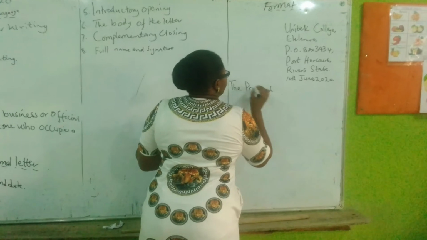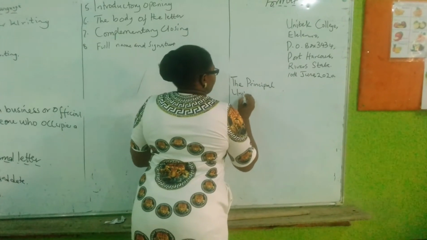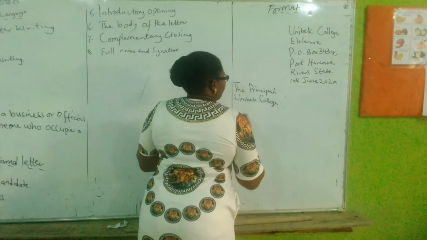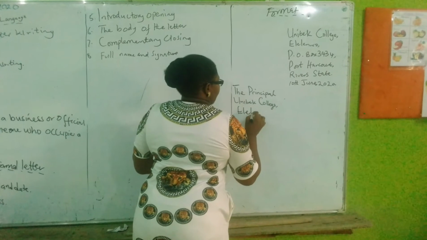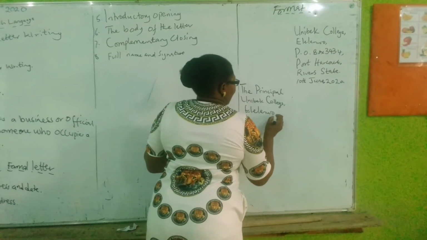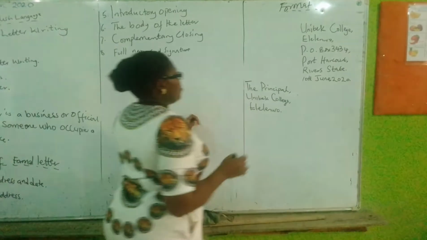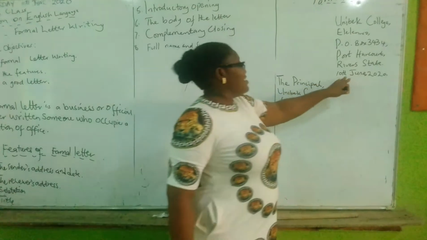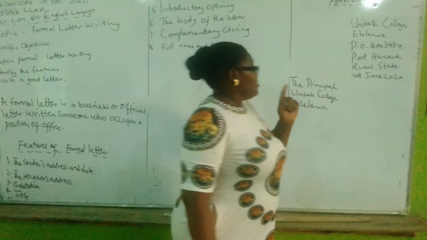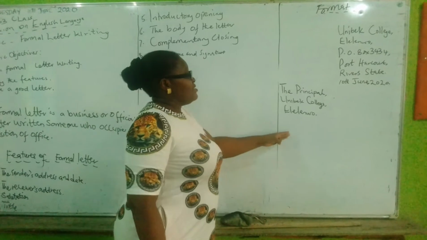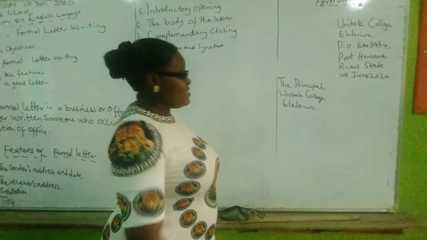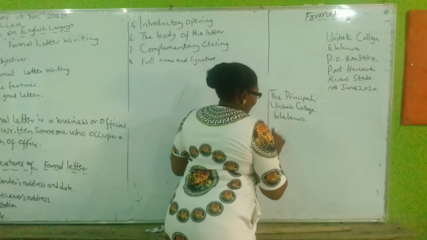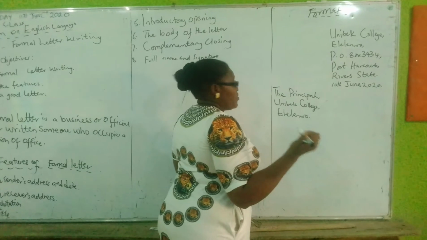The principal, Unibek College, Elelewo. Since it is the same school, you might decide to stop there. Unibek College, Elelewo. You don't need to bring down the date anymore. You write your date once. Don't bring it down anymore because it's already there and it's one date, it cannot change. So Unibek College, Elelewo, and now salute your principal.